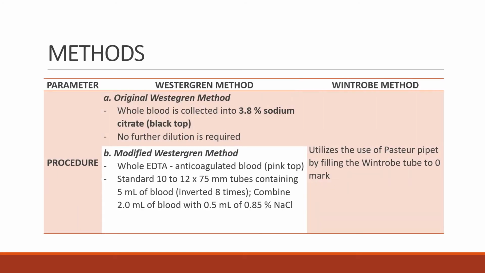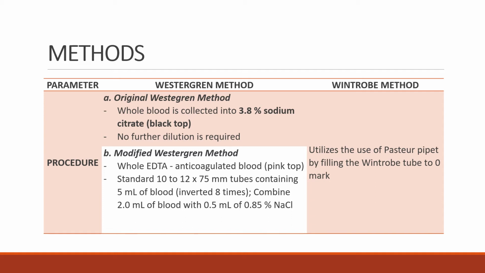Now let's take a look at the differences of the two methods based on the procedure. For the Westergren method, we have two. First is the original Westergren method, wherein the patient sample is collected in a tube containing 3.8% sodium citrate, or the anticoagulant present in your black top tube. For this method, no further dilution is required.